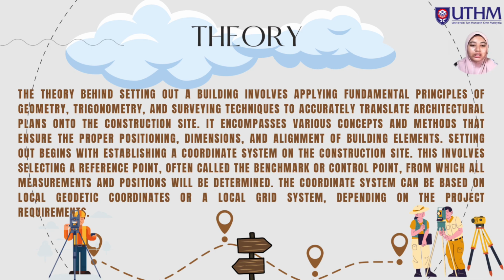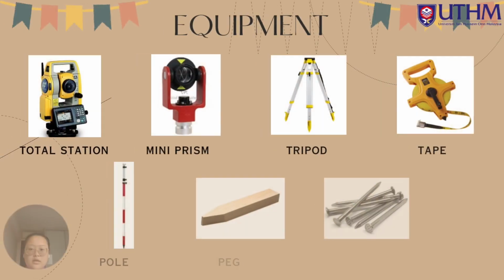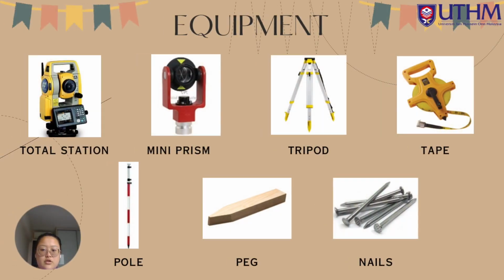Setting out begins with establishing a coordinate system on the construction site. This involves selecting a reference point, often called the benchmark or control point, from which all measurements and positions will be determined. The coordinate system can be based on local geodetic coordinates or a local grid system, depending on the project requirements. For the equipment, we use total station, mini prism, tripod, tape, hole pads, and the nails for our setting up project.